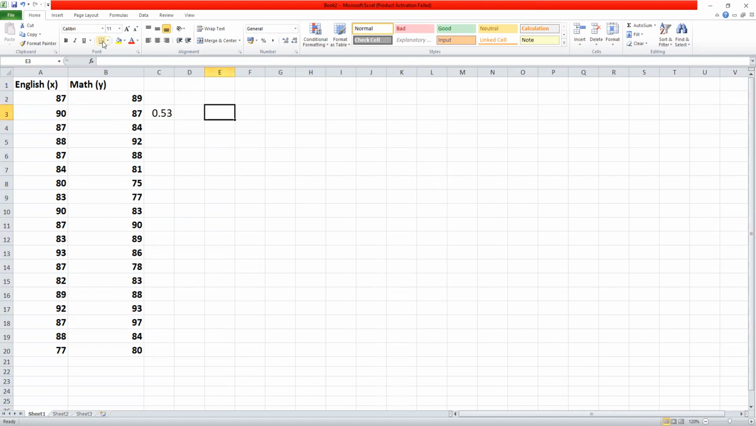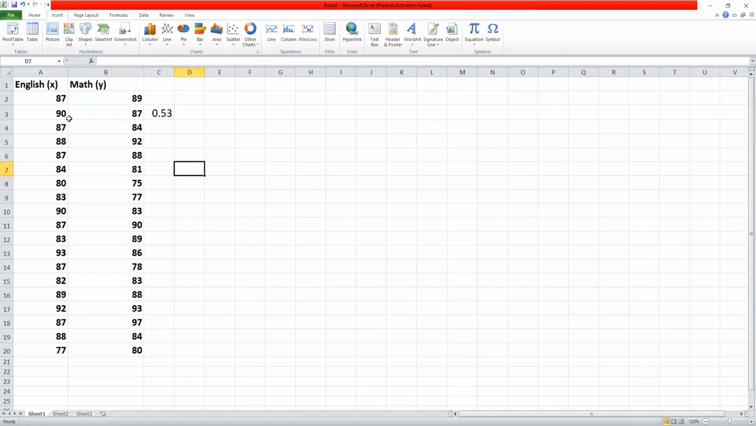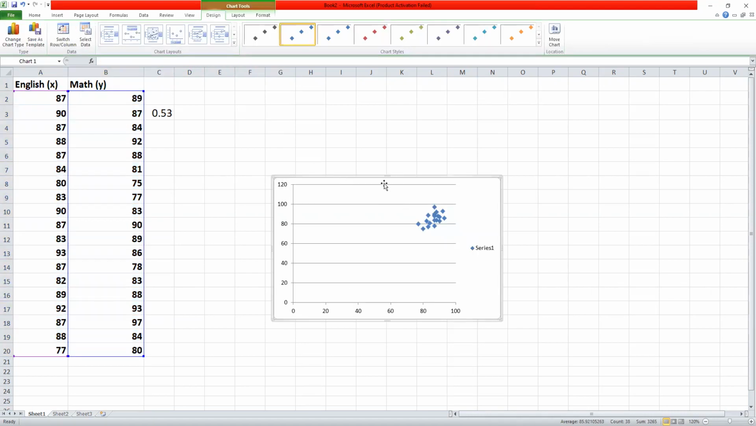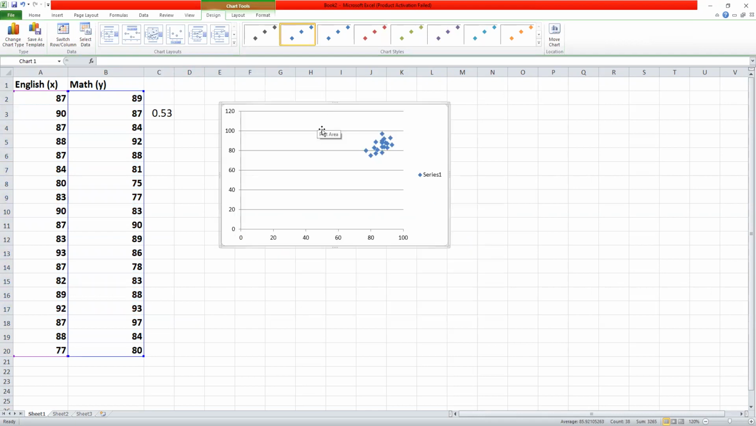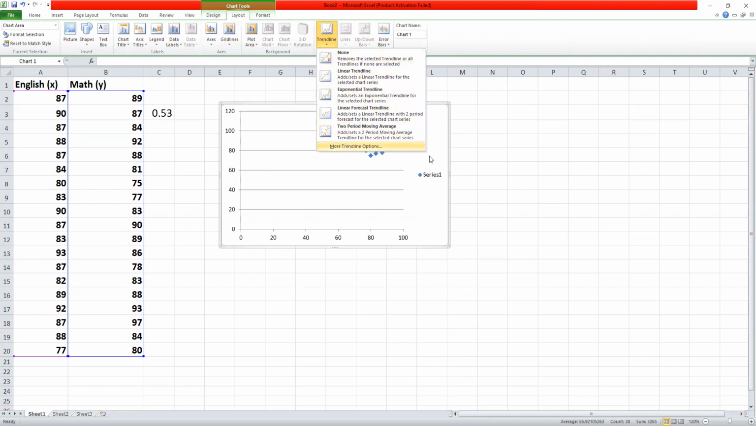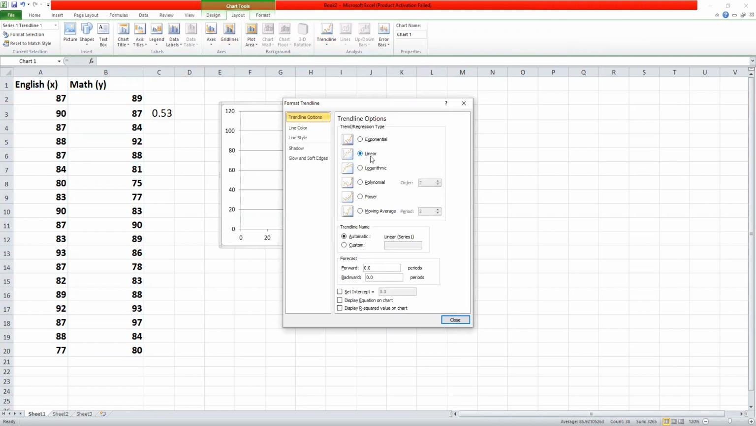We use a graph so that we can see the scatter plot diagram of the values of the data. So we go to insert. First, highlight the data. Insert, then scatter, then choose this first one. So this is the graph. Then we go to format, layout. We go to trendline, and then more trendline options. We choose linear, since we are using linear regression, and then display equation on chart.